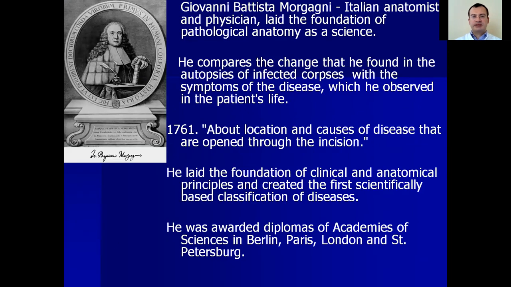Giovanni Battista Morgagni compared the changes that he found in autopsies of corpses with the symptoms of the disease which he observed in the patient's life. He laid the foundation of clinical and anatomical principles and created the first scientifically based classification of diseases.